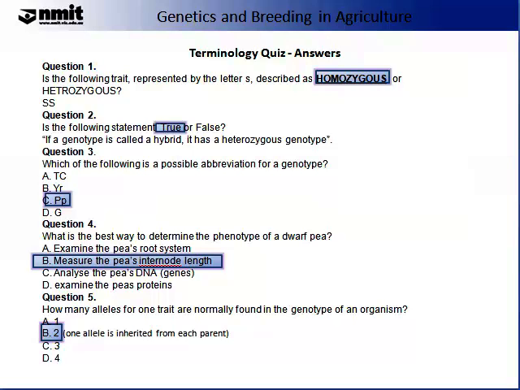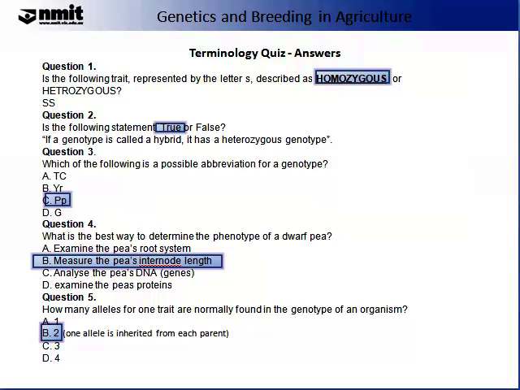Question 1. The following trait, represented by two large S's, is homozygous. Question 2. The statement, if a genotype is called a hybrid, it has a heterozygous genotype, is true. Question 3. Which of the following is a possible abbreviation for a genotype?